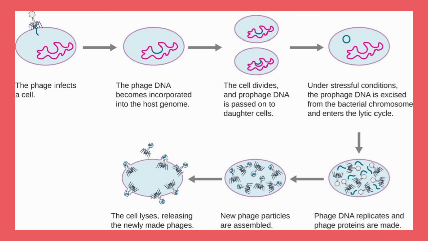And then in the next step, phage DNA replicates and phage proteins are made. Next, new phage particles are assembled. And the last step of the cycle is cell lysis, releasing the newly made phages.